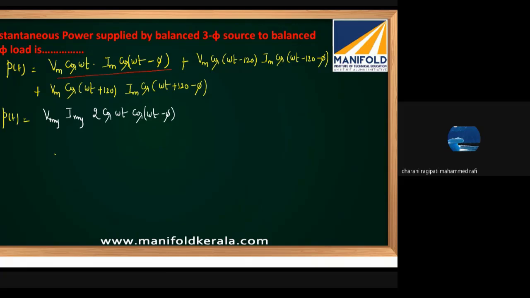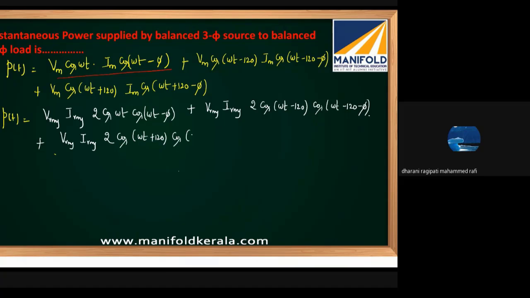Similarly, the second part I can write as Vrms into Irms into 2 times cos omega t minus 120 into cos omega t minus 120 minus phi. The third term will become plus Vrms into Irms 2 times cos omega t plus 120 into cos omega t plus 120 minus phi.